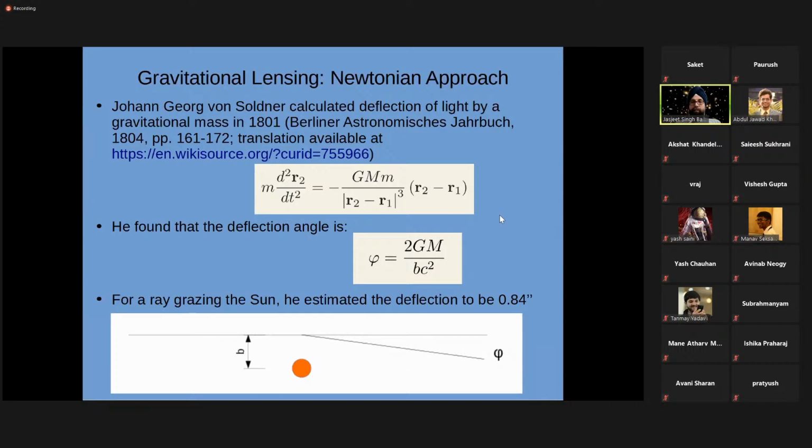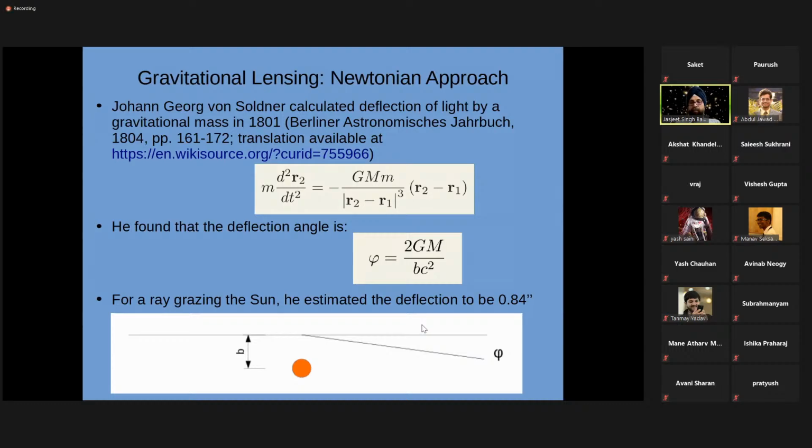And instead of writing down a vector equation, you can write down an equation for the distance between the attractor and the photon. In this case, he was interested in the Earth. He found that the deflection angle is 2GM/bc², where b is the distance of closest approach, or impact parameter. For the Earth, he found that the angle simply cannot be measured. Then he asked about the Sun, and that calculation gave him an angle of a little less than 1 arc second, 0.84 arc seconds to be precise.